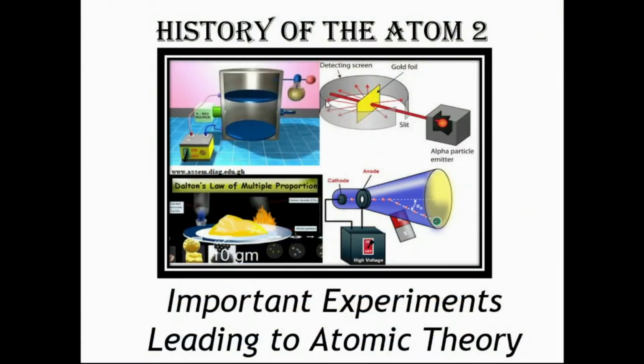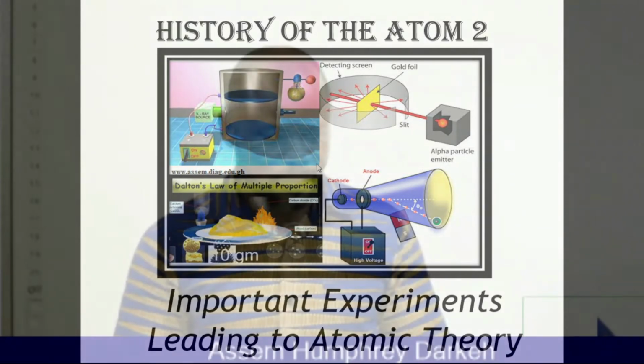In the last lecture, we looked at the history of the atom and the atomic models that came up, right from one of the renowned scientists, Democritus, who actually did not back his model of the atom with any experimental evidence.